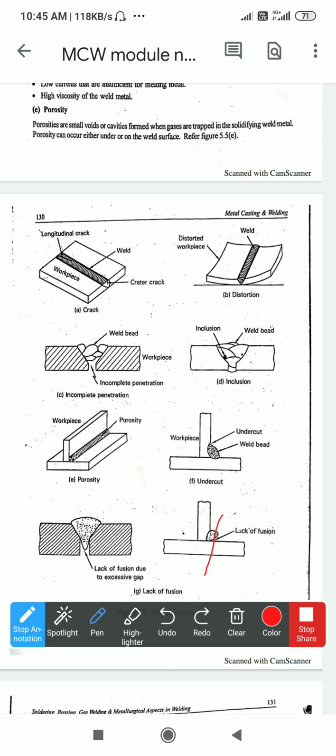For that reason, you have to use the right electrodes, and the design of this groove should be done properly. Now, you can see over here, this is a porosity defect of a welding.